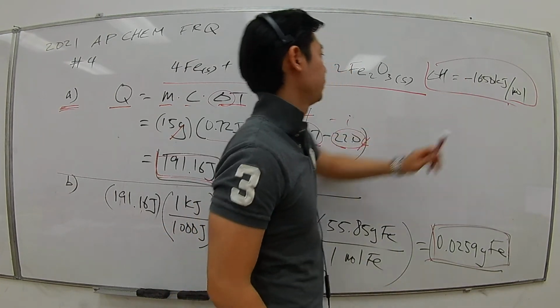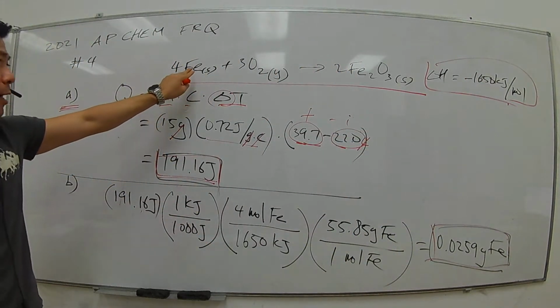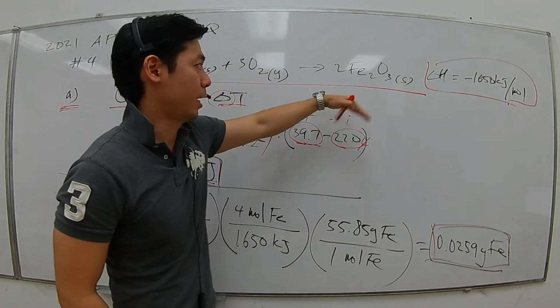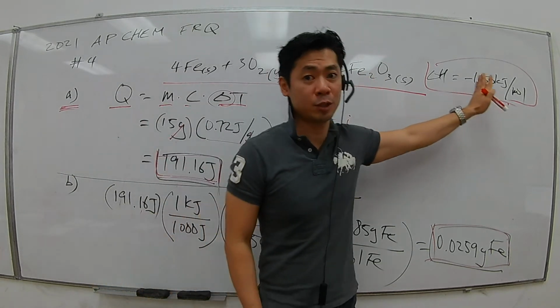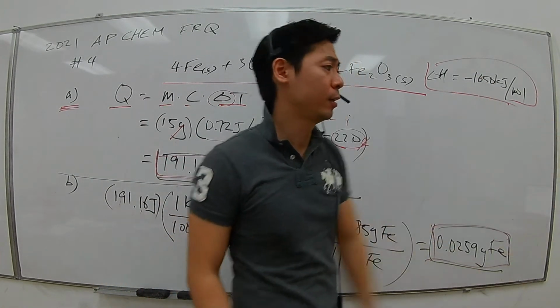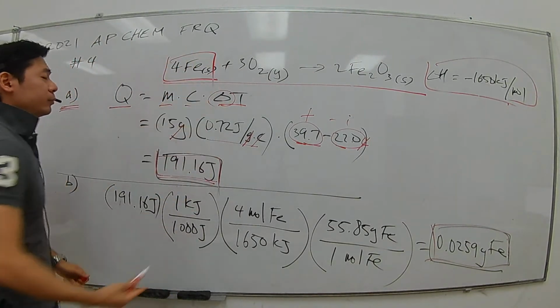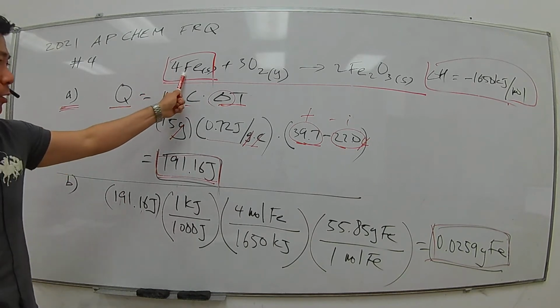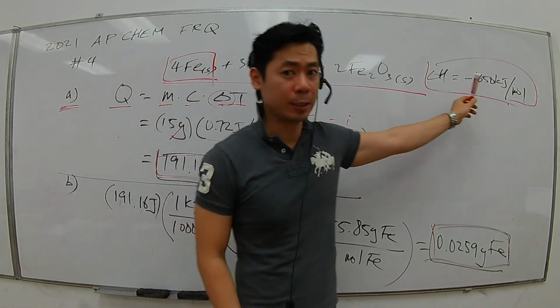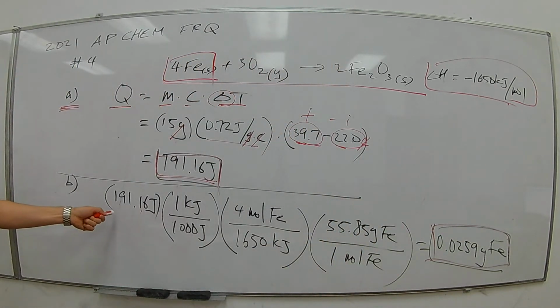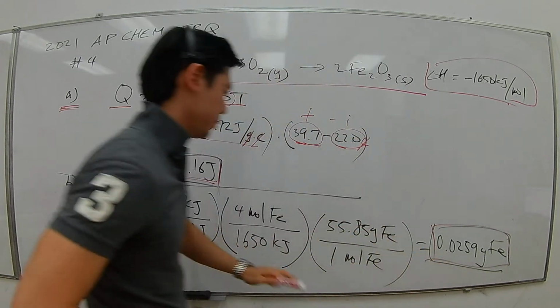This value represents when 4 moles of iron and 3 moles of O2 react and produce 2 moles of the product, which is iron oxide, then it produces this much heat. That's the understanding. Now we're looking at the iron here. If 4 moles of iron completely react, it'll produce this much heat. So this is my equation. If it produced 191.16 joules of energy, then what would be the mass? So this is my setup.